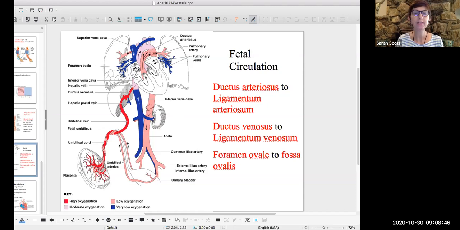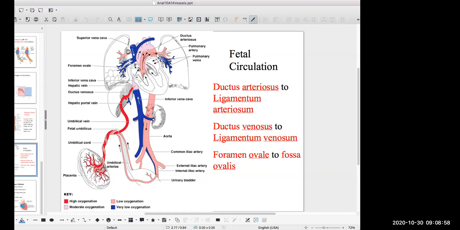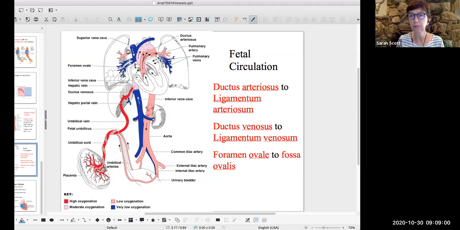Then let's go back to the adult pathway. Right atrium to the right ventricle to the pulmonary trunk. Now notice we have a left pulmonary artery here and a right pulmonary artery here because you still need to bring oxygen to the developing lungs. So you still need to have blood flow to the lungs, but not that much blood needs to go there.